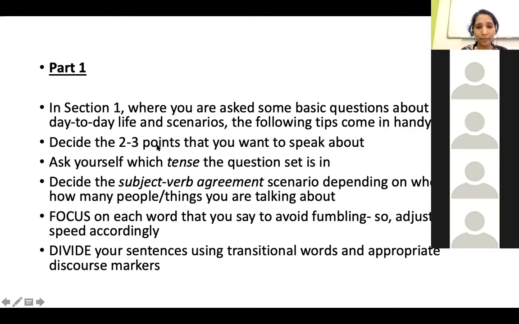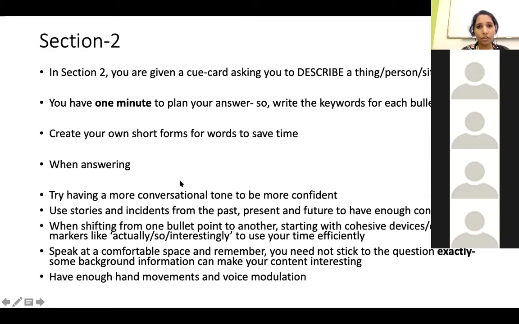Okay, part 1 is only 2-3 minutes. He's going to ask you simple questions, general questions. Okay, then section 2, here you'll be given a cue card. You're given a card with your question on it, and then you're given a minute's preparation time. He gives you 1 minute to prepare.